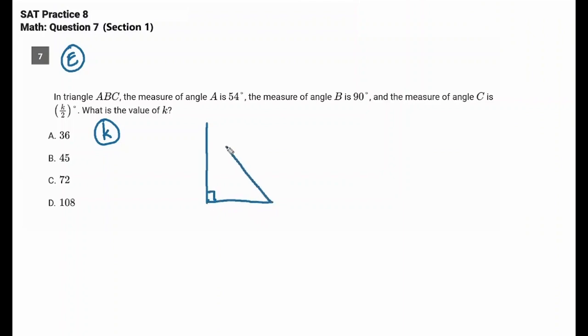Which angle is 90 degrees? B. Doesn't matter where you put A or C. I'm just going to put A on top, C here. All right, what's A? 54 degrees.